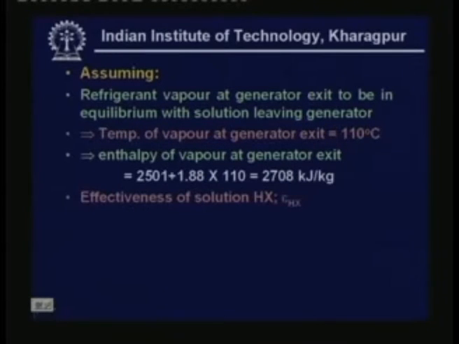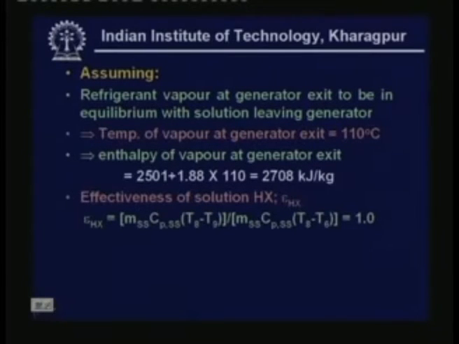Then, from the effectiveness of the solution heat exchanger: effectiveness, as you know, is defined as MCP minimum into delta T actual divided by MCP minimum into delta T maximum. In this case, the mass flow rate of the strong solution is less than the mass flow rate of the weak solution, and if you assume that the Cp values are almost the same, then it is the strong solution which has the lower MCP product. As a result, the effectiveness of the heat exchanger is defined in terms of the strong solution flow rate and strong solution specific heat.